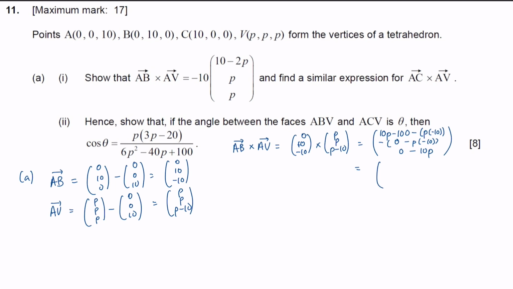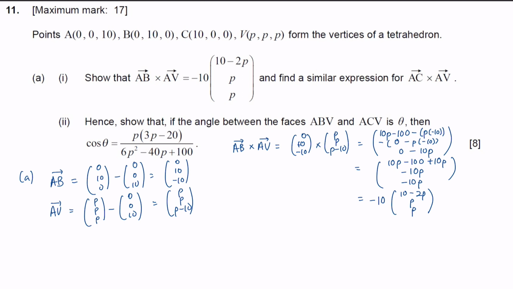Okay, so this is 10p minus 100 plus 10p. Second row is 10p minus 10p, minus 10p at the end. So that's minus 10, factorizing that out: (10 minus 2p, p, p) as required.